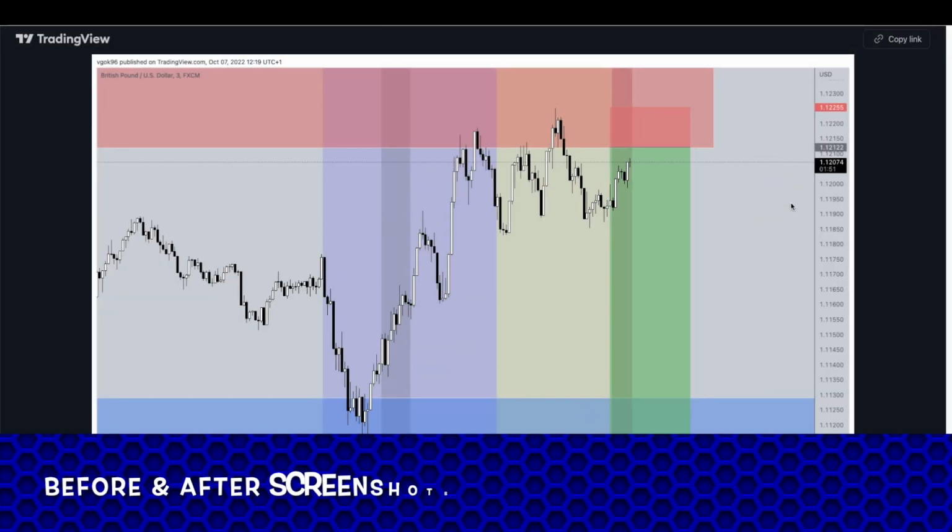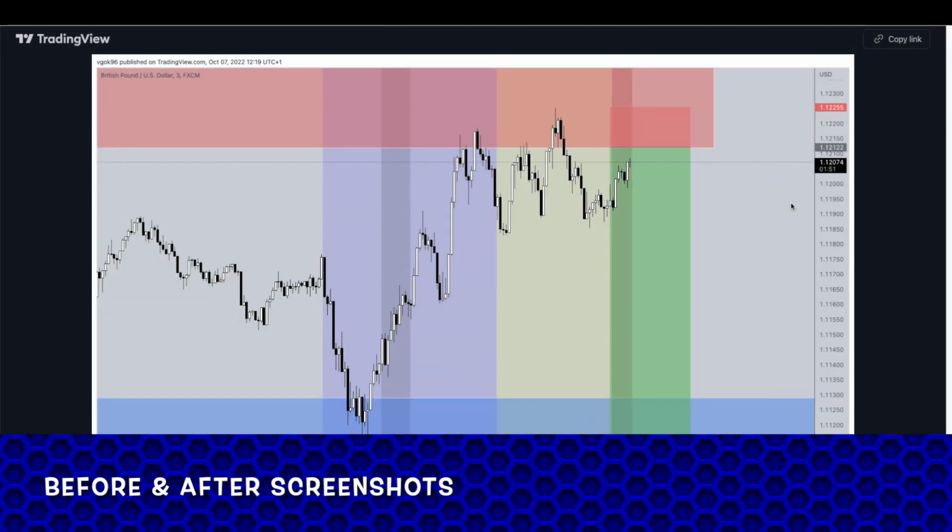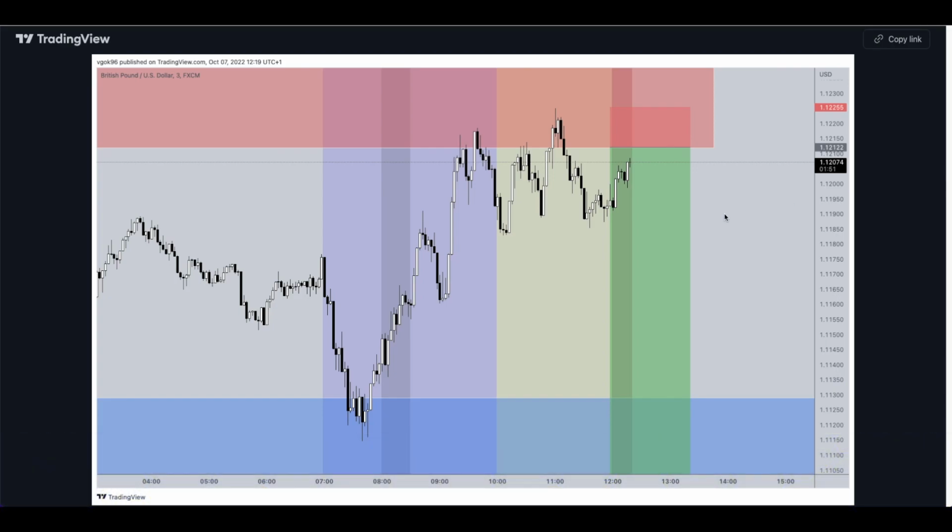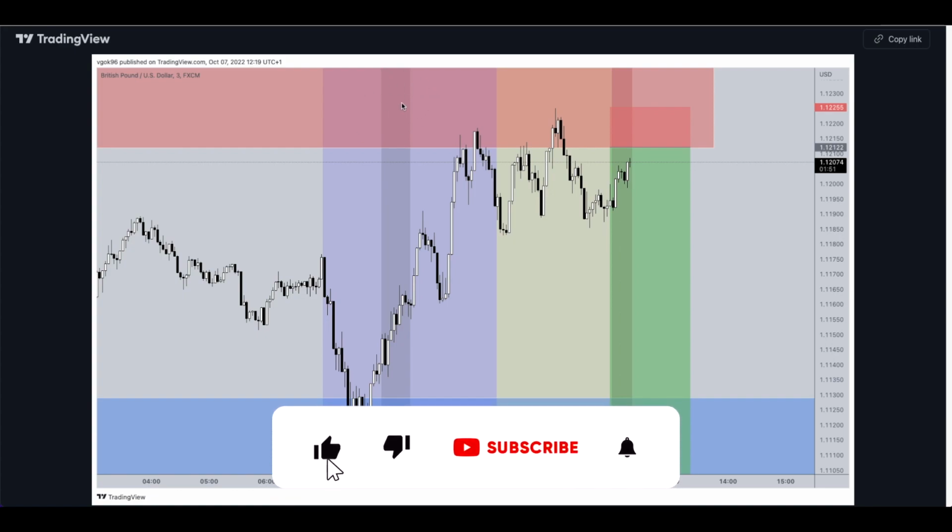So jumping straight into the screenshots of the before and after of the trade, right here, as you guys can see, this is the before screenshot of the trade. We have a previous supply zone. I believe it's based off the 30-minute time frame. I'll be going into that in more detail in the actual TradingView breakdown. But for now, that is the previous supply zone.